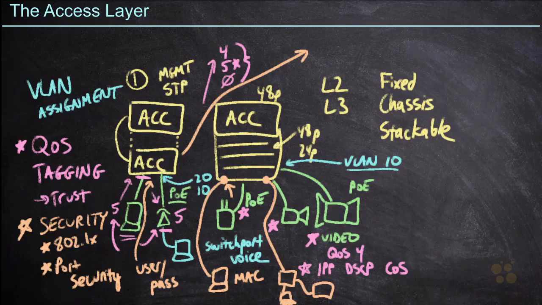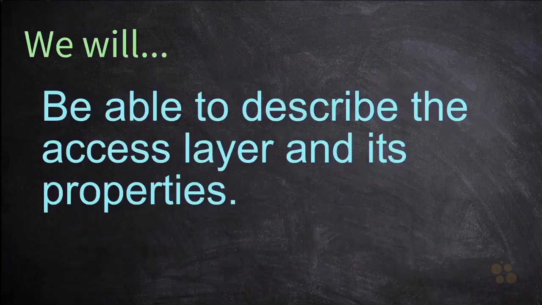So as we can see here, the access layer can get a little busy. However, it really comes down to focusing on VLAN assignments, QoS, and security, at least the security mechanisms that we apply at the access layer. And with that, you are now able to describe the access layer and its properties.